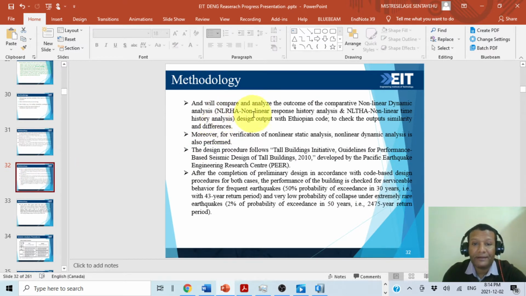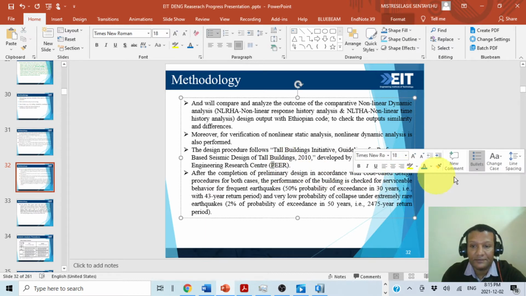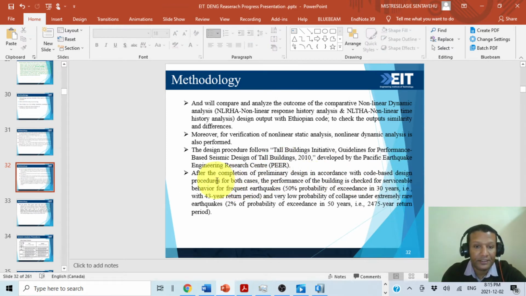And we'll compare and analyze the output of the comparative nonlinear dynamic analysis design output with the Ethiopian code to check the output similarity and differences. Moreover, for verification of nonlinear static analysis, nonlinear dynamic analysis will also be performed. The design procedure is PEER, as we discussed, Pacific Earthquake Engineering Research Center.